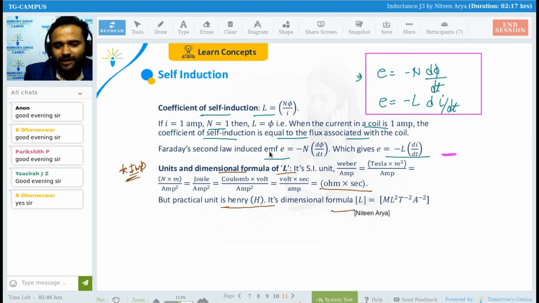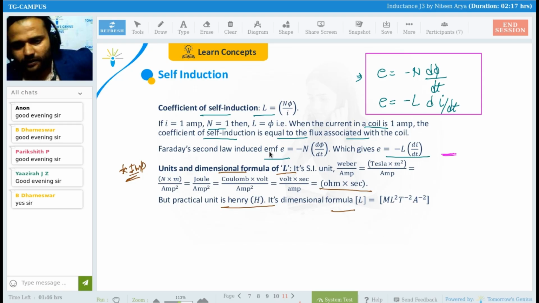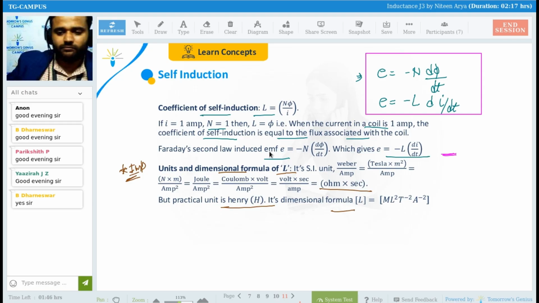Its dimensional formula is M L square T to the power minus 2 A to the power minus 2. With Tesla into meter square divided by ampere, from this you can get this relation. Tesla is basically the magnetic force. So thereby M L T minus 2 divided by A T square. And we can find it down. Is this clear, everyone?